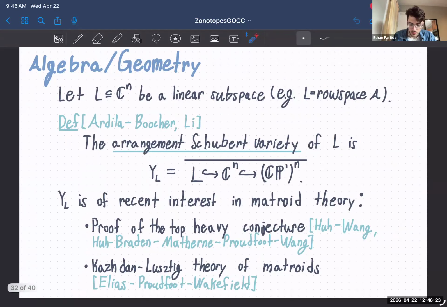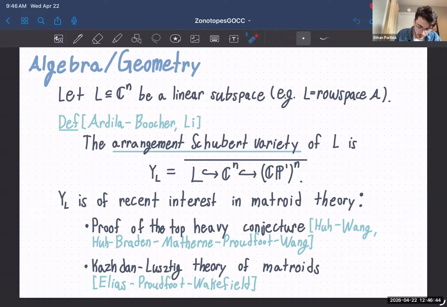And so I wanted to at least get to mention our interpretation in an algebro-geometric sense. So we interpret the harmonic algebra as a certain coordinate ring of a very nice variety known as the arrangement Schubert variety. So I'll tell you the definition.